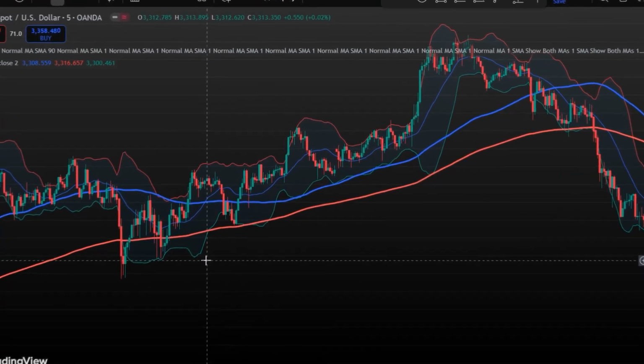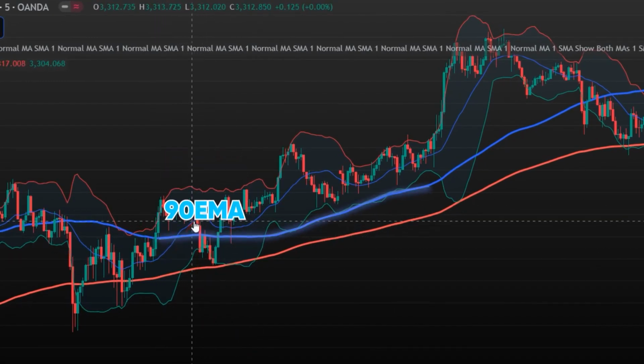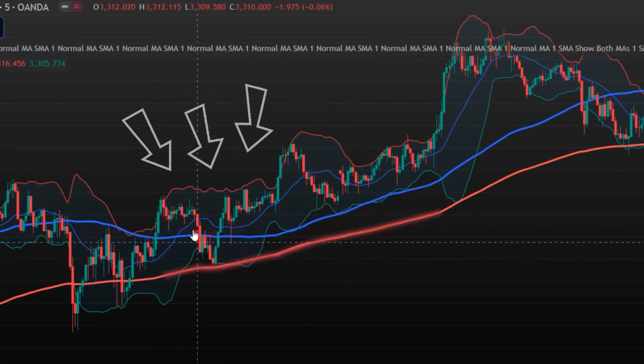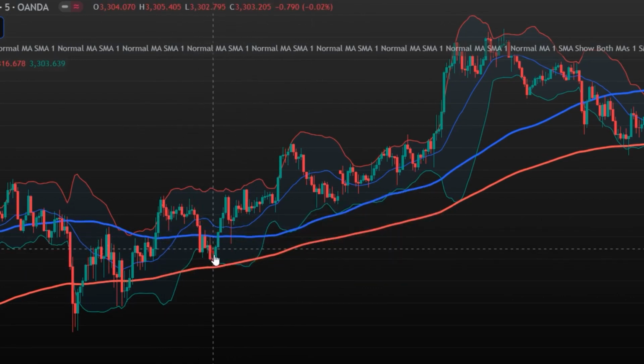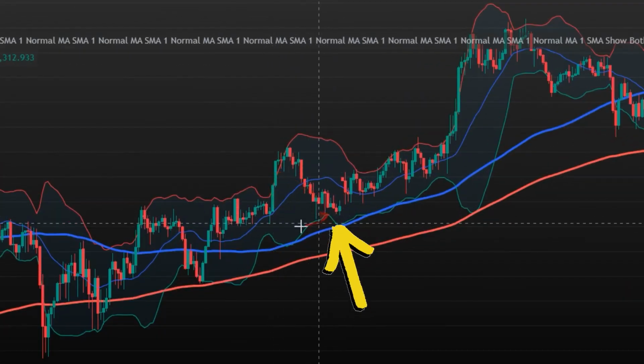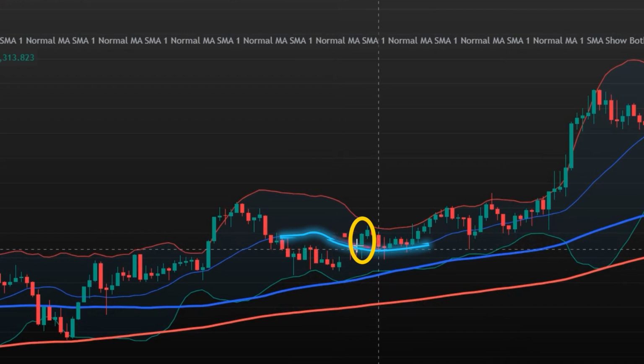Let me show you how this works in a real uptrend. Here's what you need to look for. First, make sure the 90 EMA is above the 200 EMA. Then, the price candles should be trading above both EMAs. Watch for price to pull back and touch or get very close to the lower Bollinger Band. Once that happens, wait for a candle to close above the middle line of the Bollinger Bands.